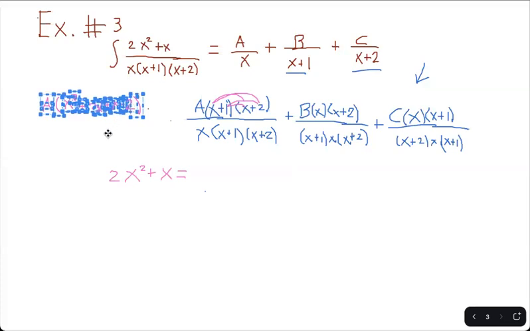Okay, quick note. This in turn becomes ax squared plus, we add 2x plus 3 and plus x becomes 3x plus 2.